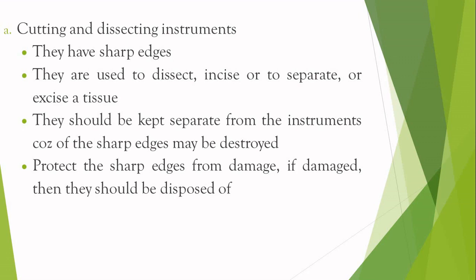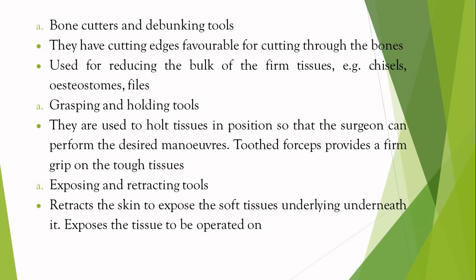Then we have something else. We have bone cutters and debunking tools. We also have grasping and holding tools. Bone cutters have cutting edges favorable for cutting through the bones, used for reducing the bulk of the firm tissues. We have, for example, chisels, osteotomes, and files. So if it's an orthopedic surgeon who's trying to do some operation, of course, these are the kind of tools that they use.